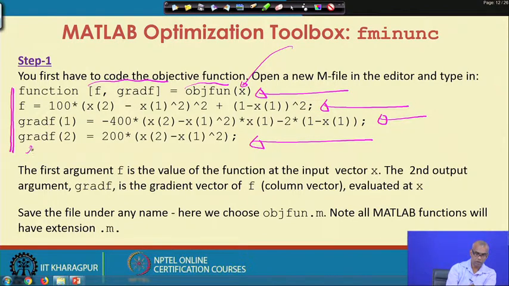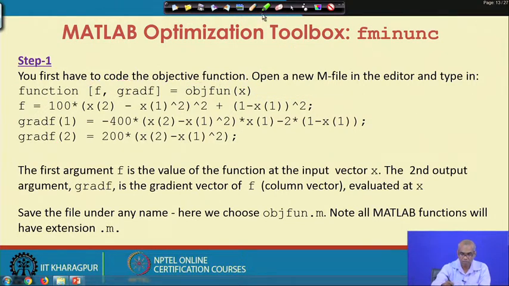If you want, you can write end here. So, the first argument f is the value of the function at the input vector x. The second output argument grad f is the gradient vector of f, which is again a column vector evaluated at x. Now, you save the file under any name. Here we choose obj.fun.m. All MATLAB functions will have extension .m.